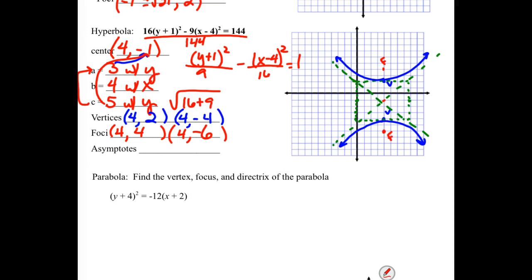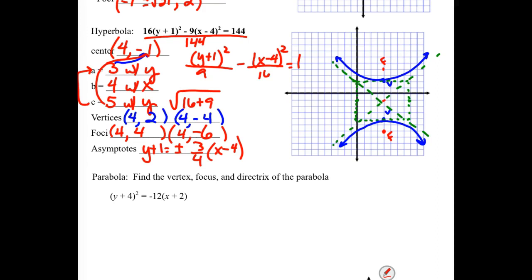And then for the asymptotes, remember it's always that y equals mx type of equation? Okay, so our y piece was y plus 1 equals plus or minus our slope. What is the slope of that diagonal? We're going up 3 and we're running 4, so 3/4. And then the x part was x minus 4. We're getting those right from the equation.